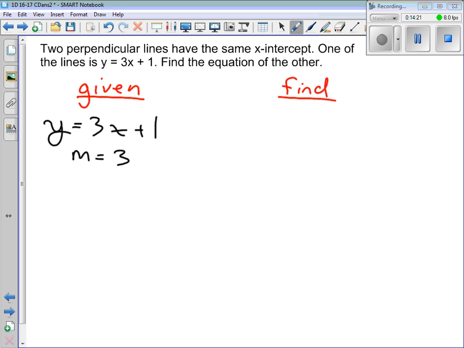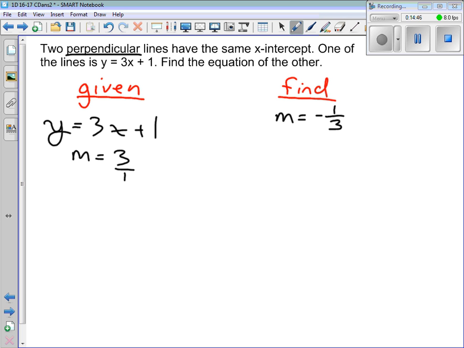Now what does that tell us about the slope for the line that we're trying to find, if the two lines are perpendicular? Michelle. Negative what? 1 over 3. Yeah, we think of this as 3 over 1, so this is going to be negative 1/3. Okay, so we got the slope of the line that we're trying to find.